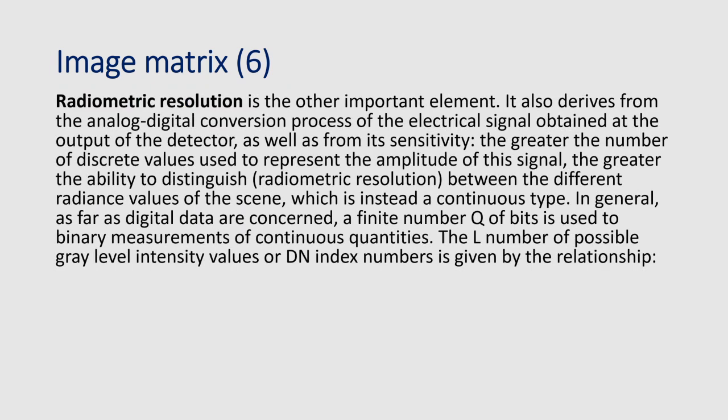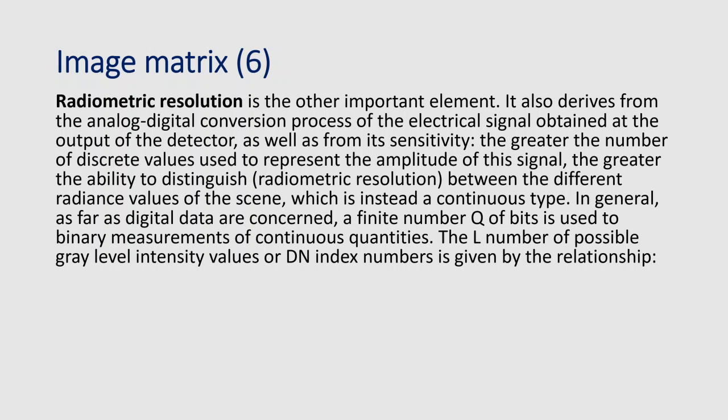Radiometric resolution is the other important element. It also derives from the analog-digital conversion process of the electrical signal obtained at the output of the detector, as well as from its sensitivity. The grid is the number of discrete values used to represent the amplitude of the signal, the ability to distinguish, that is the radiometric resolution, between the different radiance values of the scene, which is instead of a continuous type.